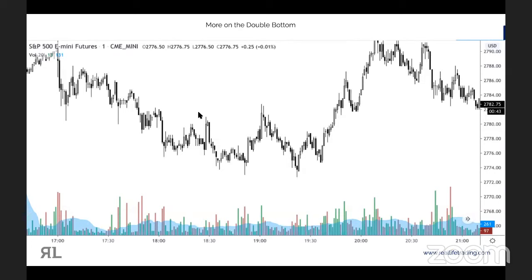Also, this right here, fractalization of a double bottom. It's just a smaller time frame. Would you have taken the breakout of that or a retest? Obviously, we could see that the breakout would have been the way to go, and that would have been the correct answer because that level was a retest of this double bottom neckline.